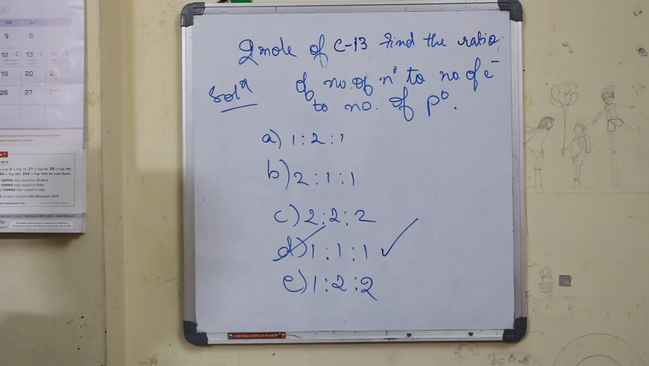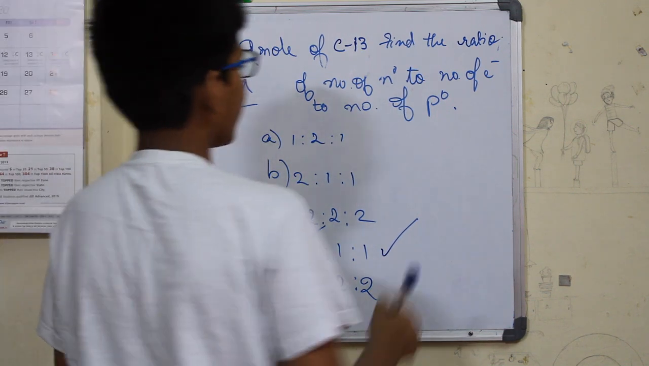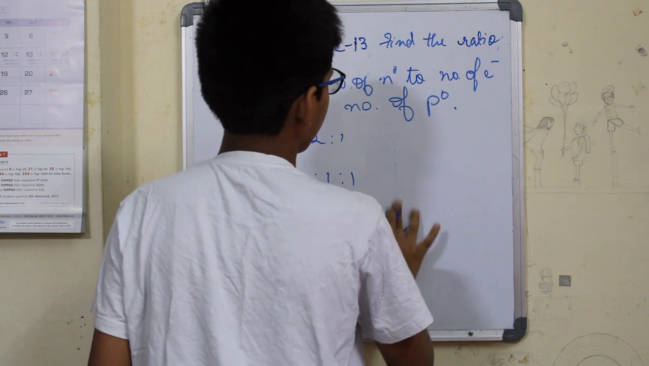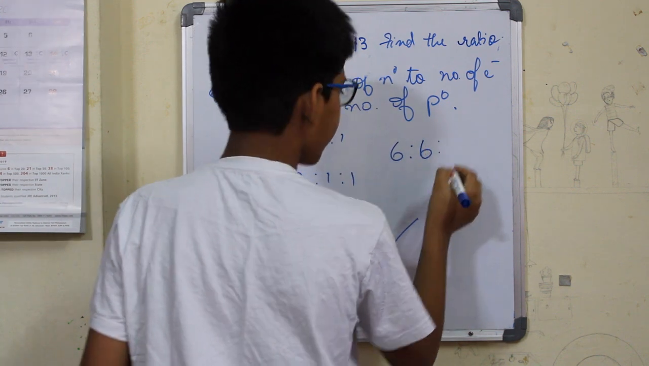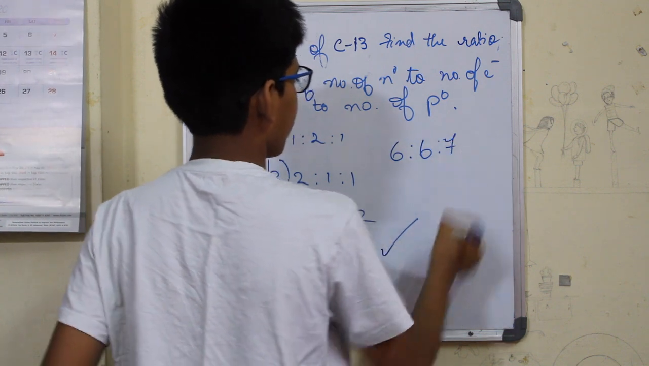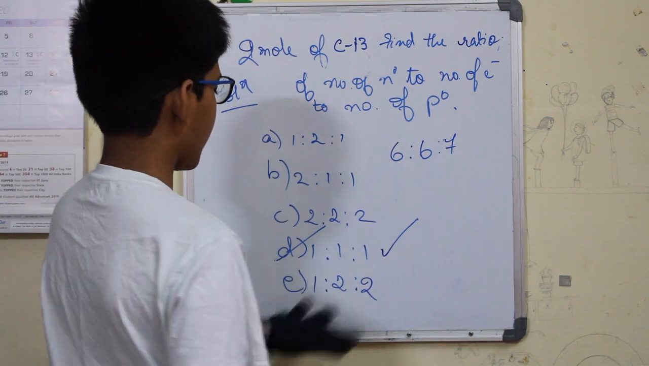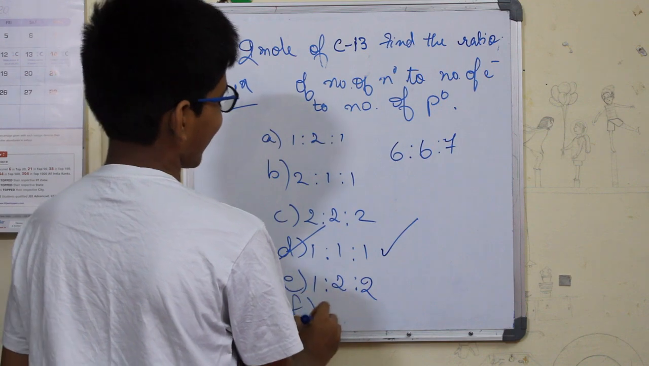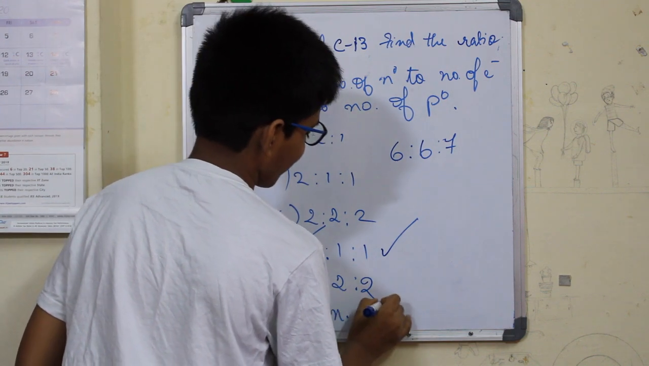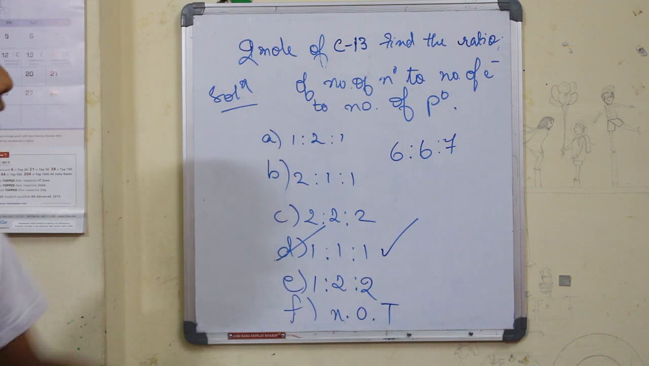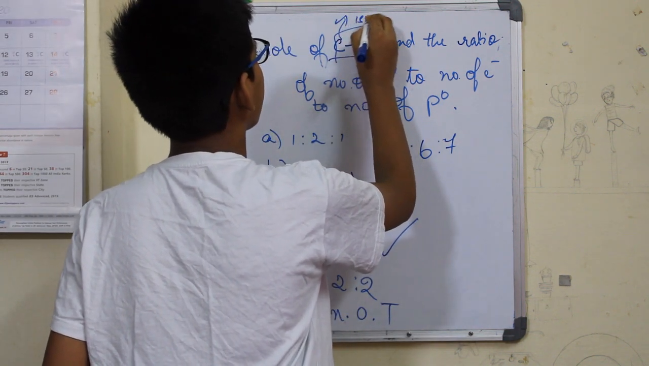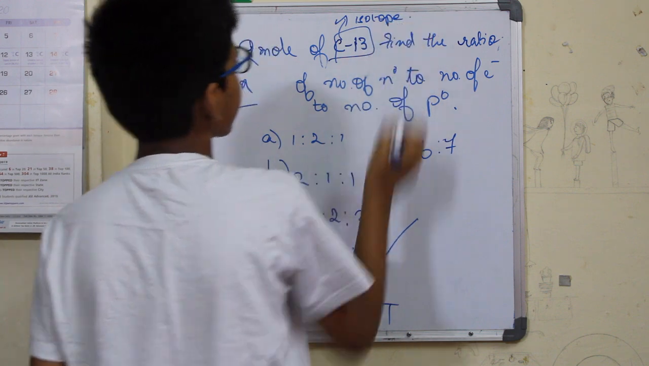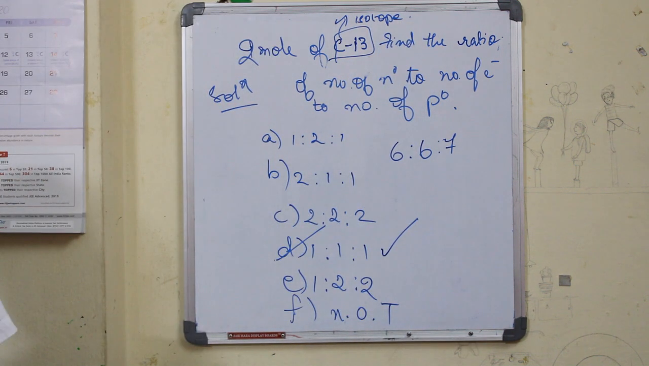Very simple. The option will be, actually, 6:6:7. Neutrons to protons to electrons would be 7:6:6, so option F, none of the above. Okay. So C13 represents the carbon isotope. This is the particle and mole relationship.